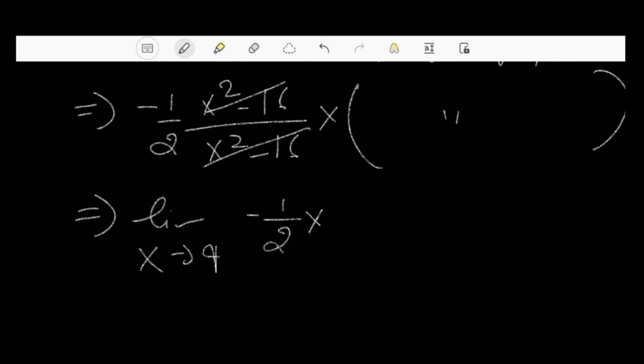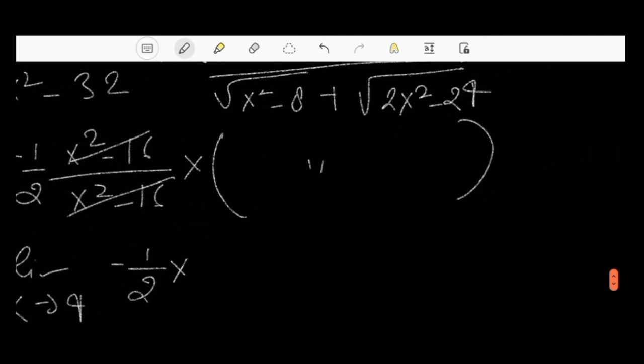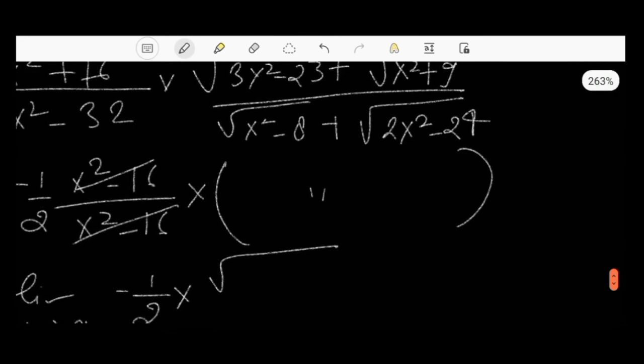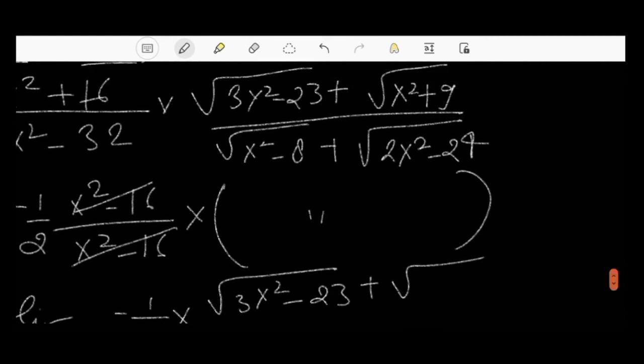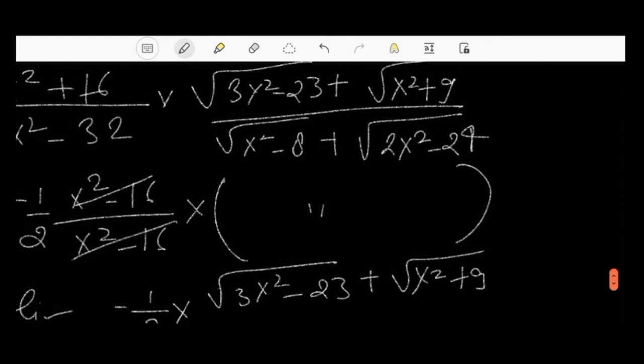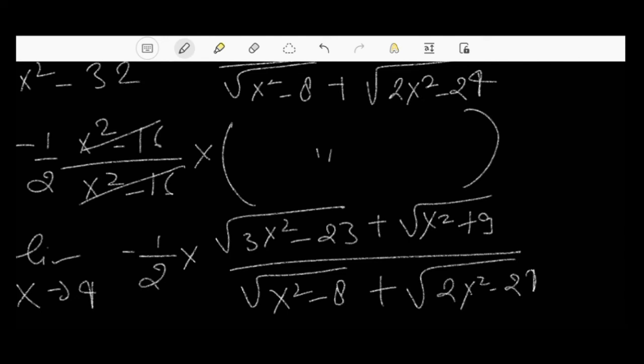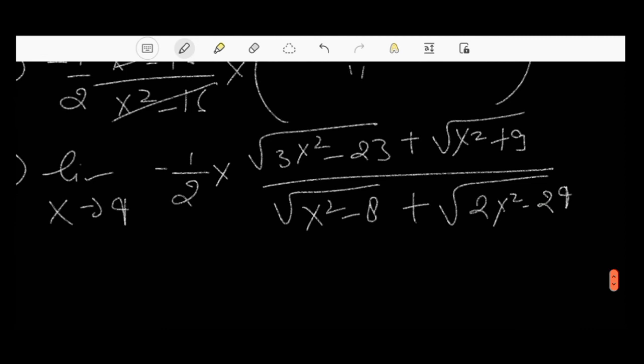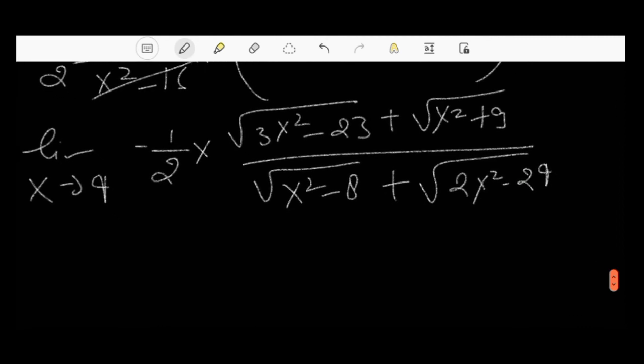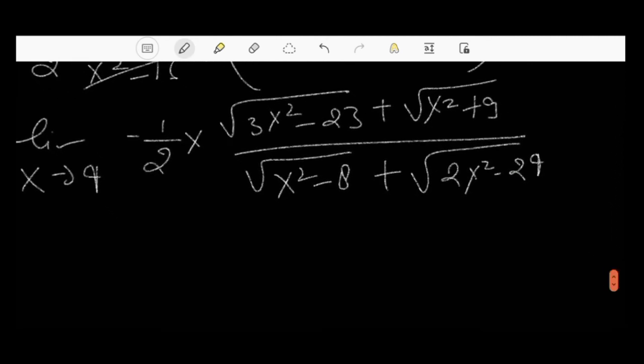minus 1 upon 2 multiplied by square root of 3x square minus 23 plus square root of x square plus 9, divided by square root of x square minus 8 plus square root of 2x square minus 24. And now we can simply substitute the value x equals 4 inside the expression, minus 1 upon 2 into square root.